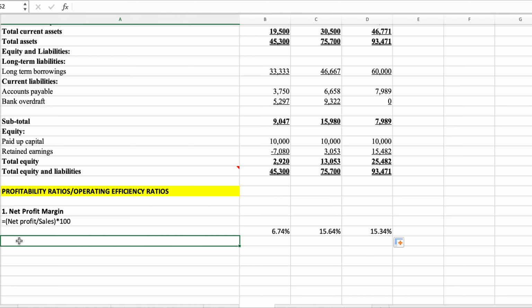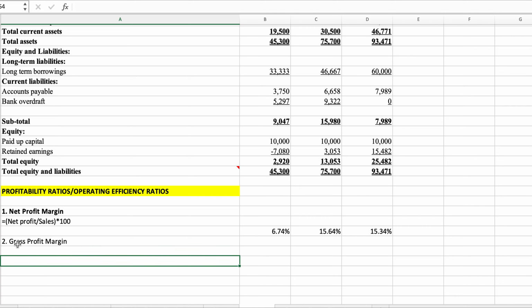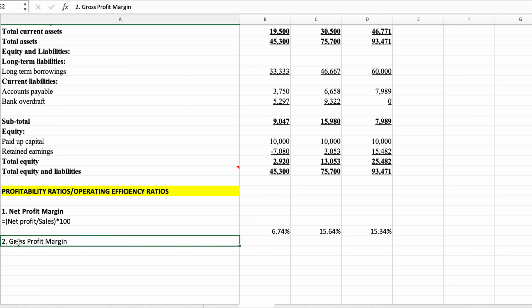Okay friends, let us move to the second ratio under profitability, which is gross profit margin. You can just guess the formula for gross profit margin because it's not much different from the net profit margin. Gross and net, there's a little difference. For gross profit margin, you take the gross profit, divide by sales, and then express it as a percentage by multiplying by 100.